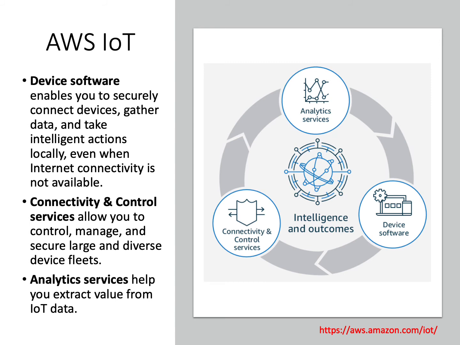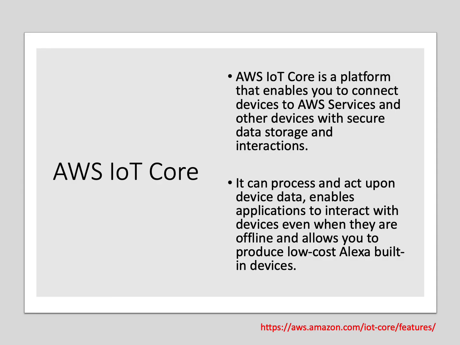And then within the cloud, there are analytical services that help you process this data, because what you get is huge amounts of data. It may be very simple data, but there's huge amounts of it and it's coming in all the time. So you have to have services that help you do this. You have the connectivity and control, the analytics, and the software to allow you to get this from devices. So there's AWS IoT Core.